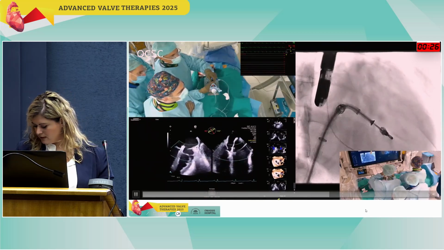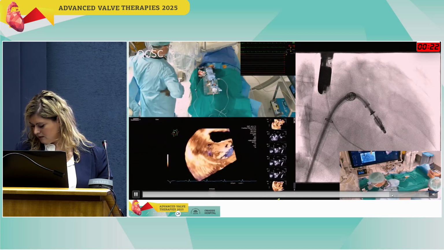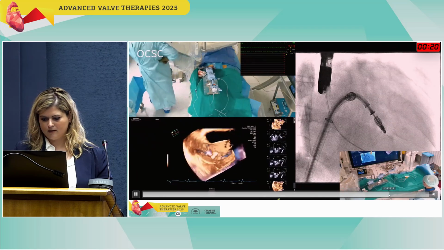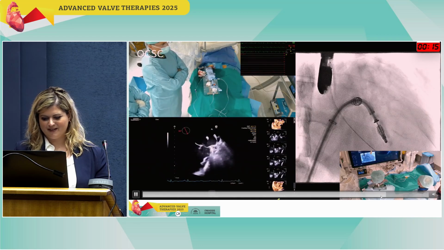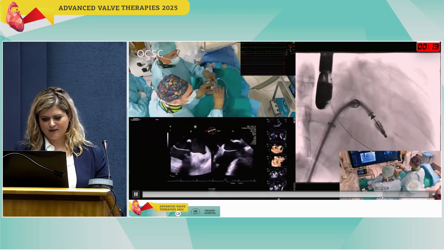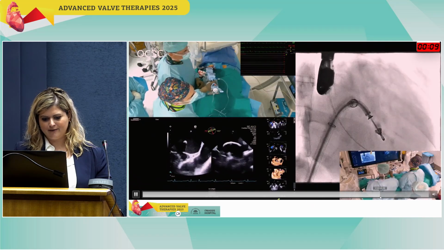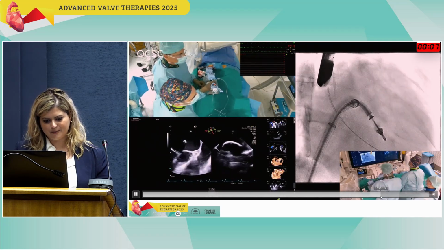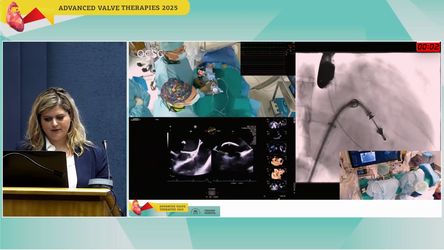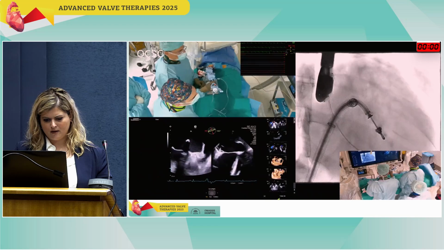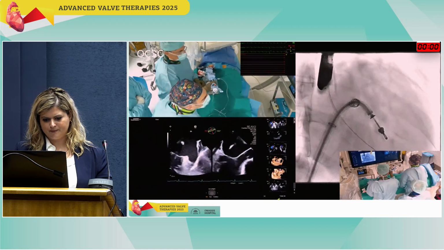And afterwards, I'm going a little bit faster. That was too fast. Here. Yes, we see here how the leaflets are in the clip, and the clip closes under echo guidance. Here, you see the leaflets in the clip.